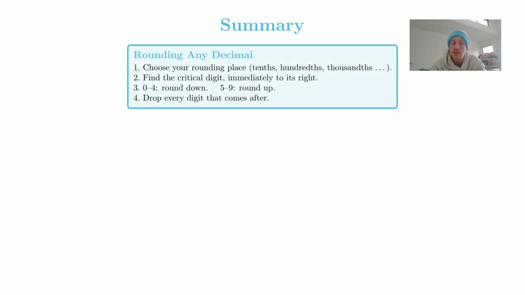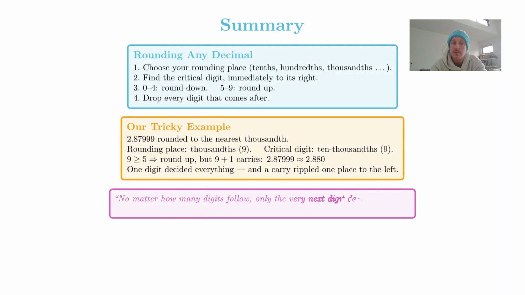All right, so there we go. Let's summarize. Rounding to any decimal: choose your rounding place, find the critical digit, which is always immediately to its right. If it's a 0 to a 4, you round down. If it's a 5 to a 9, you round up. It's purely convention that a 5 rounds up, obviously, that's halfway in the middle. And drop every digit that comes after it.